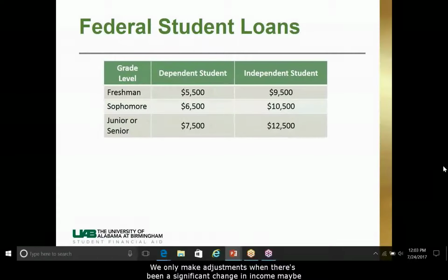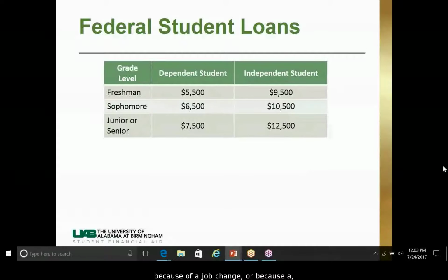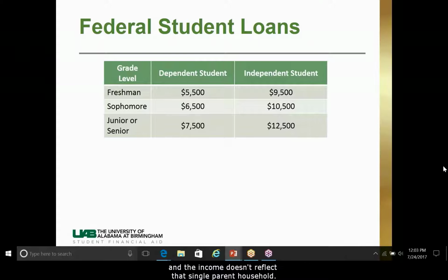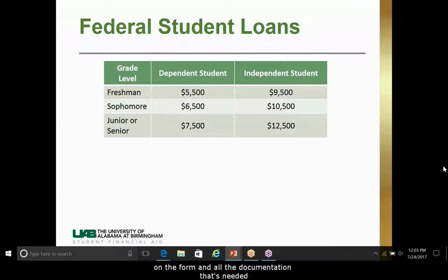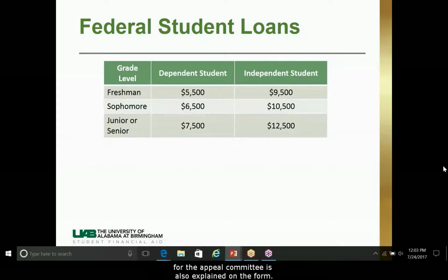We only make adjustments when there's been a significant change in income, maybe because of a job change, or because sometimes we've had students whose parents have divorced and the income doesn't reflect that single parent household. But there are some very specific instances when we make adjustments. Those are explained on the form, and all of the documentation that's needed for the appeal committee is also explained on the form.